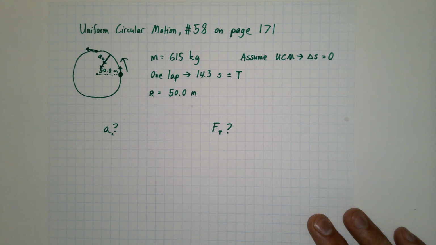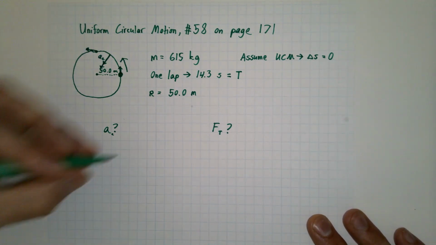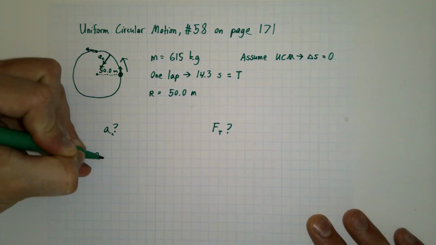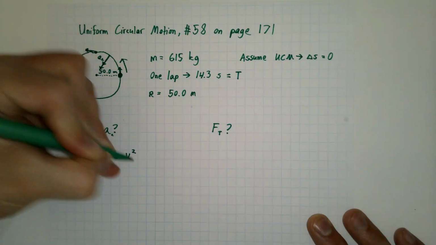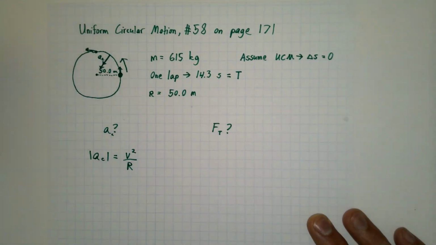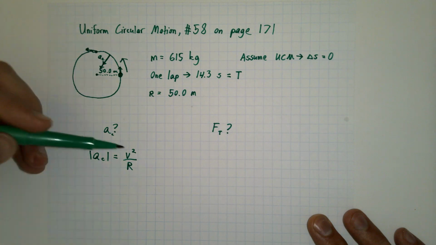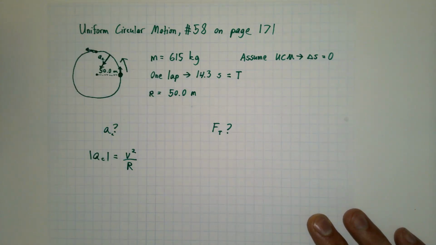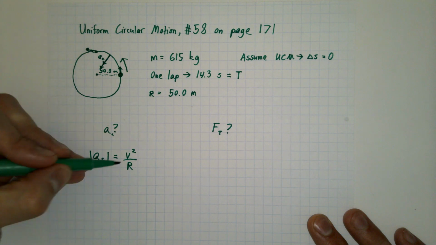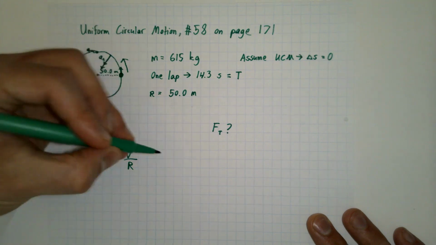So first we'll look at what is the centripetal acceleration that this car is undergoing. We know that the magnitude of centripetal acceleration is defined by the square of the velocity divided by the radius. We're not given directly the velocity, however, we are given both the radius and the time it takes to make one revolution, in other words, the period. So we're going to have to use another equation to find the velocity here.